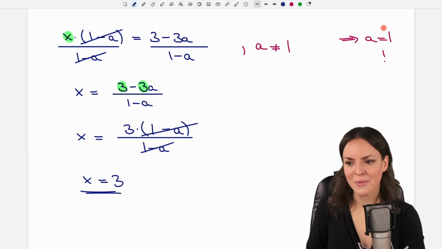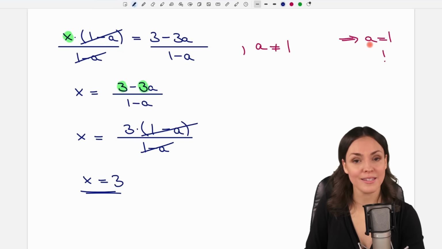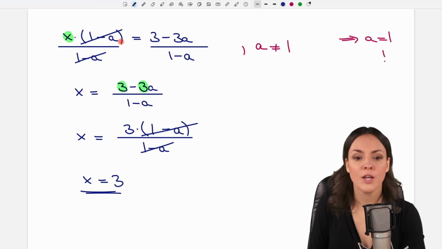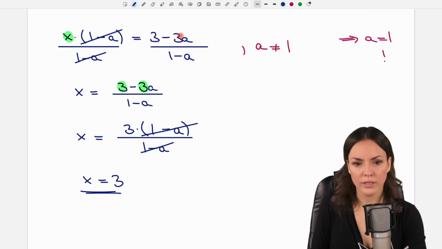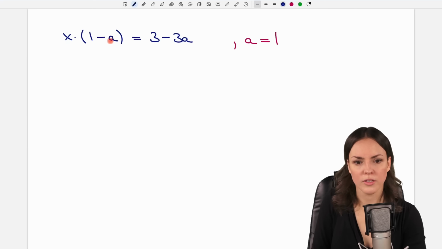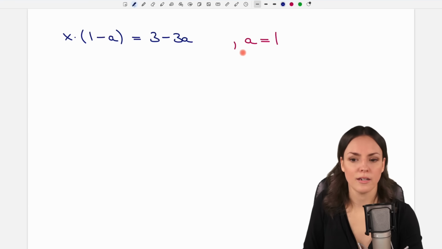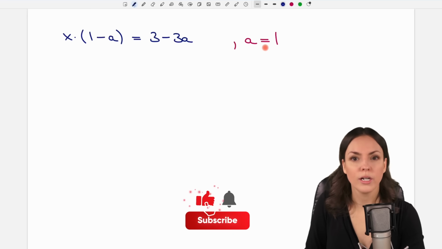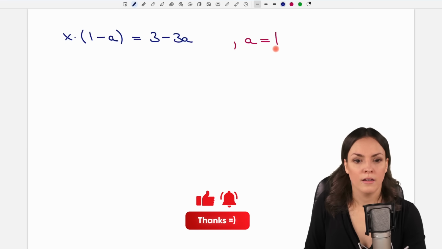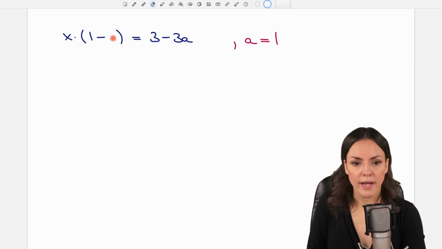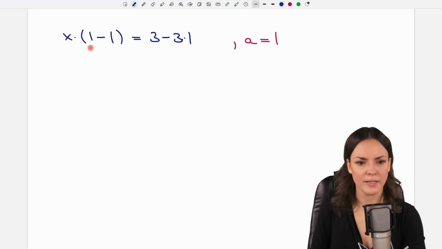But we remember that we have to take care of the second case as well. What happens if a equals 1? So we go back to this equation. We are not allowed to divide by 1 minus a, so we only have the upper part of this equation here. And now we take a look at what happens if my a really equals 1. Let's just plug it in. So for my a, I insert the 1 here and here as well. And let's see what happens.